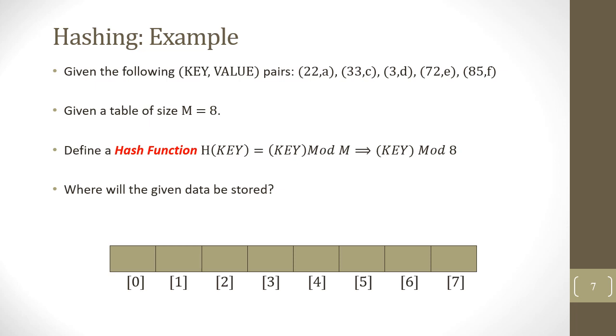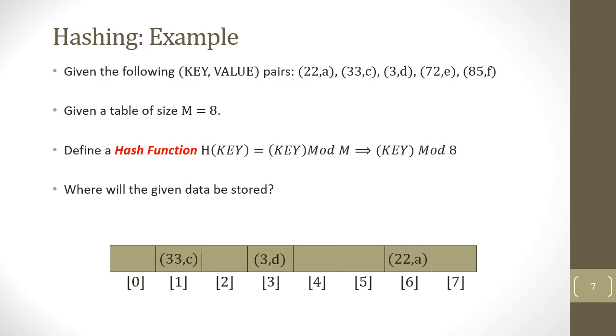So let's start off with the first value, where the key is 22. So 22 mod 8 is 6. So we place the first key value pair in the 6th location. Then 33 mod 8 is 1. So we place the item in the first location.